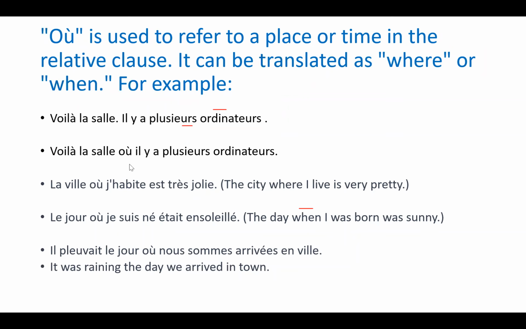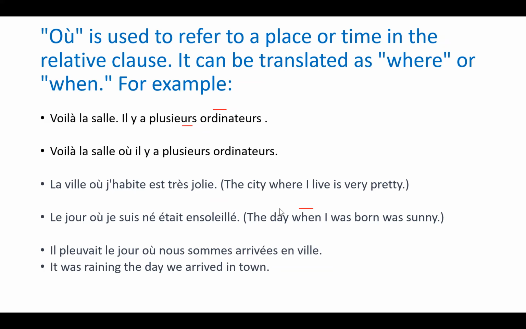So voilà la salle où. Où means where. Il y a plusieurs ordinateurs. So we'll replace this one, salle, and it will make one sentence with où, where. Okay, so voilà la salle où il y a plusieurs ordinateurs.